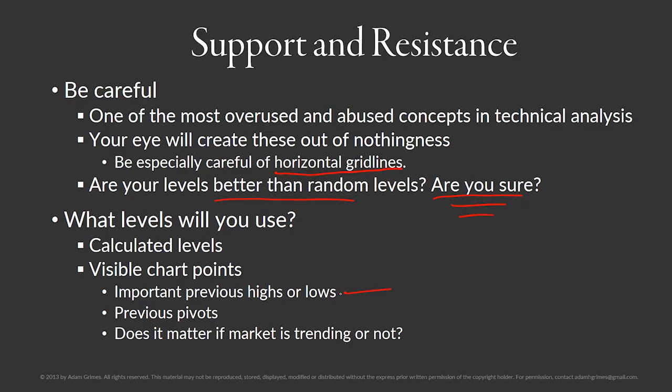Good support and resistance levels are pretty obvious. So important previous highs or lows, things that just jump out on the chart and smack you in the face and say, pay attention. Previous pivots can be important. Now, as you saw in the previous video, not every pivot is important, but if you have a pivot that happens to line up with a significant high or low, it's probably worth paying attention to.